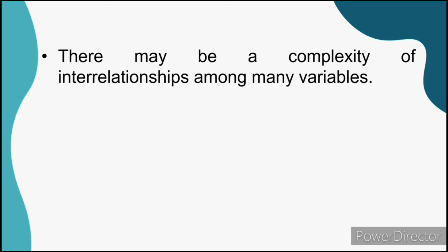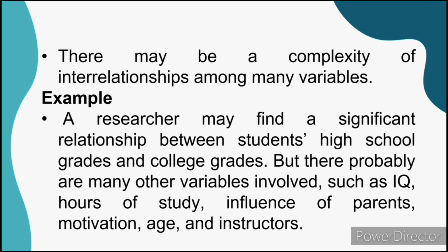There may be a complexity of interrelationship among variables. Example, a researcher may find a significant relationship between student high school grades and college grades, but there probably are many other variables involved such as IQ, hours of study, influence of parents, motivation, age, and instruction. So, kung mataas yung grade natin ng high school, there is no assurance or it doesn't mean na magiging mataas din yung grade natin sa college. Because there are many variables that we also need to consider like IQ, hours of study, and etc.